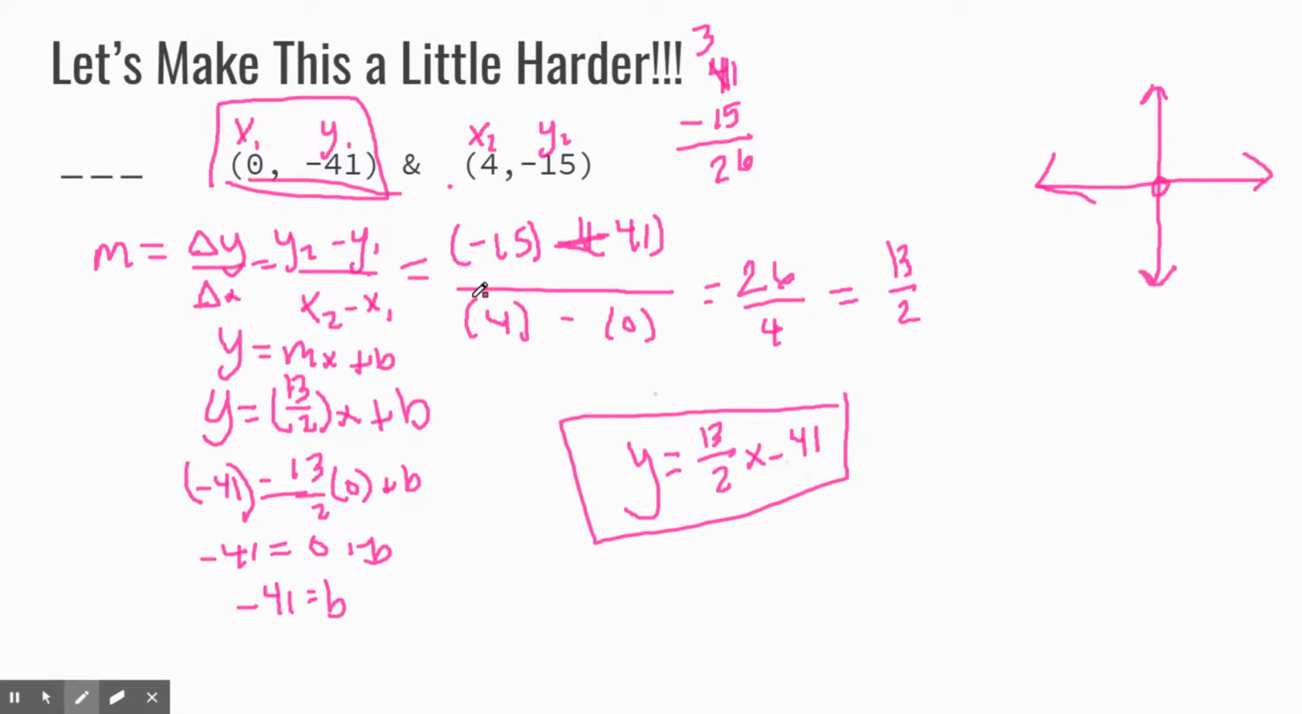So I could have just looked at this and said, my y-intercept, my b, is going to equal negative 41 because x is 0 there. I could have said that right away. I didn't have to do anything else math-wise. But if I needed to do the math-wise, now you've seen how to do it.